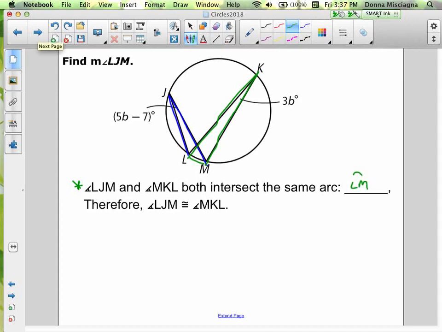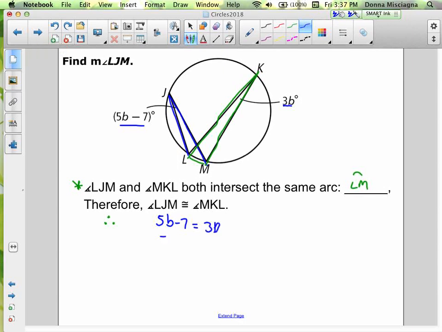Therefore, and this is the symbol for therefore, it looks like 3 dots making a triangle. Therefore, angle LJM is congruent to angle MKL. And so we could just set those equal to one another. LJM is 5b minus 7. And MKL is 3b.